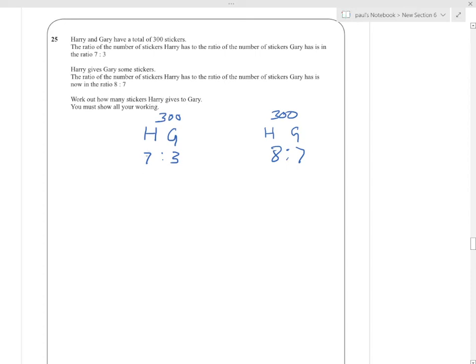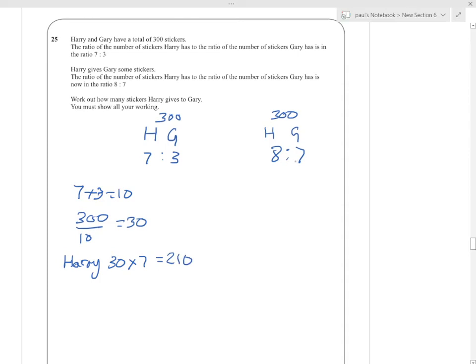So let's work out how many Harry had to start off with. So 7 plus 3 equals 10. So that's how many parts we've got altogether. 300 divided by 10 equals 30. So Harry has got 30 times 7, which is 210 stickers.